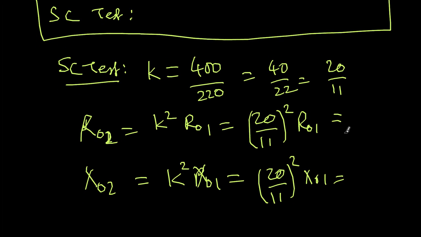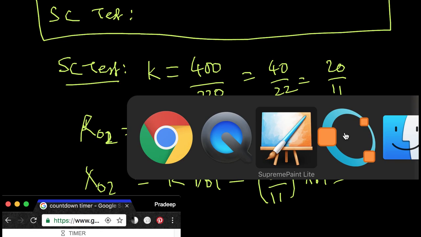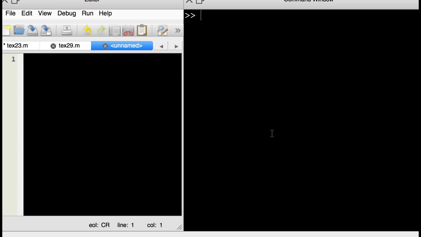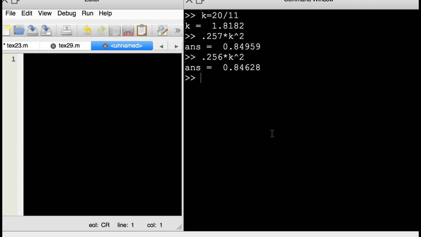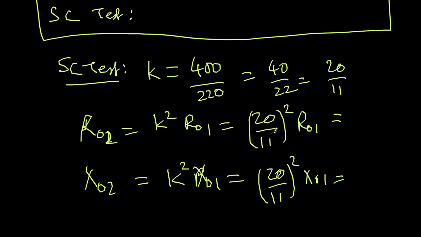So let's do this quickly. Let me go to the calculator. I have K equal to 20 by 11. So what is R02? It is 0.257 multiplied by K square, which is 0.85. Similarly, 0.256 multiplied by K square is 0.846. In the best interest of time, I'll just write 0.85 and 0.846. So I have these two.